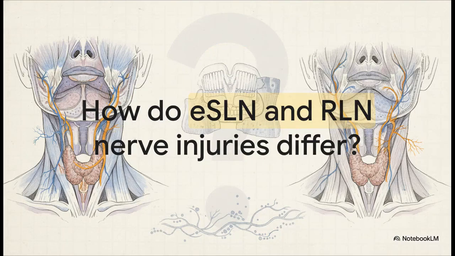Okay, let's group questions 7, 8, and 9 to see how this all builds. During any thyroidectomy, the vital nerves of the neck are at major risk. So how exactly do injuries to the external branch of the superior laryngeal nerve, the ESLN, and the recurrent laryngeal nerve, the RLN, differ both anatomically and clinically?